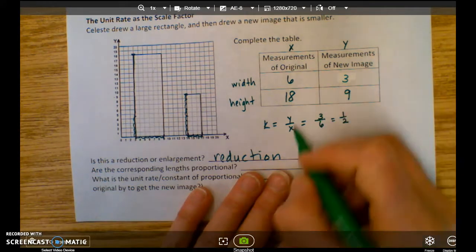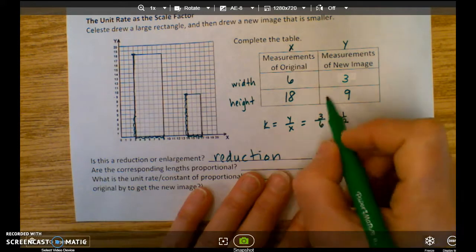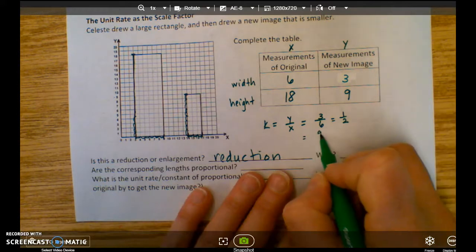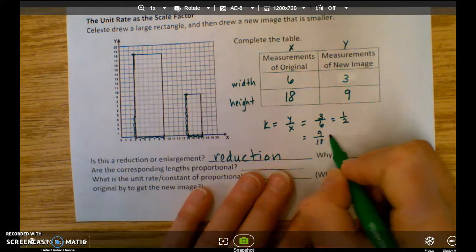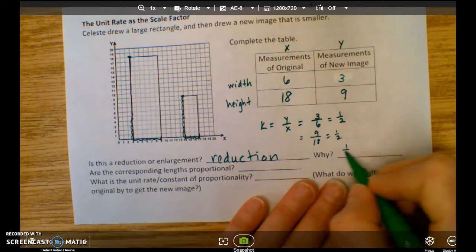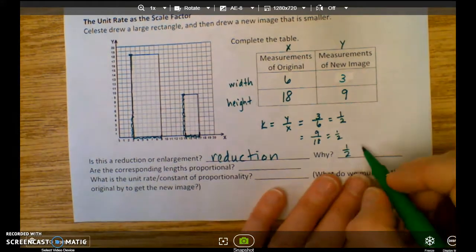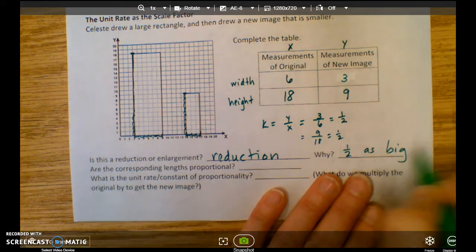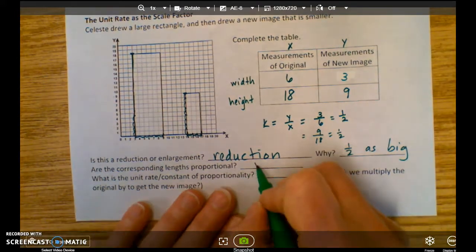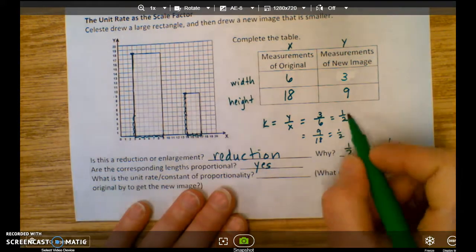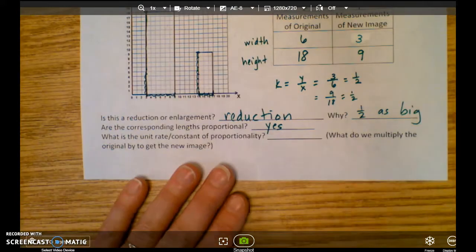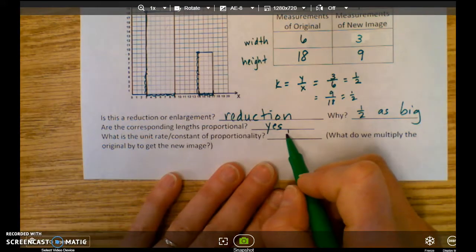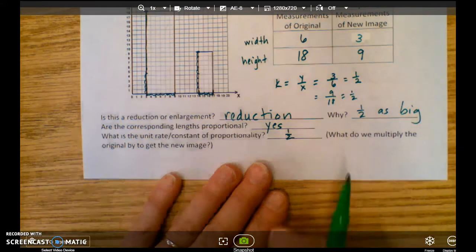If you wanted to test the other dimensions, the heights, we could do that also, and you'd end up with the 9 from the new and 18 from the old, and it's still a half, okay? So we can see that what was done is they reduced the figure, and it is half as big. And are the corresponding lengths proportional? Yes, we just showed that they both came out to be the same constant of proportionality. And then again, down here it asks, what is the unit rate or constant of proportionality? And again, that was the 1/2 that we just calculated up there.